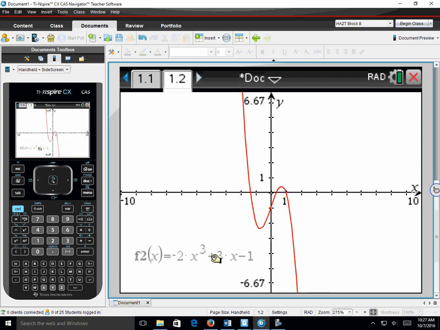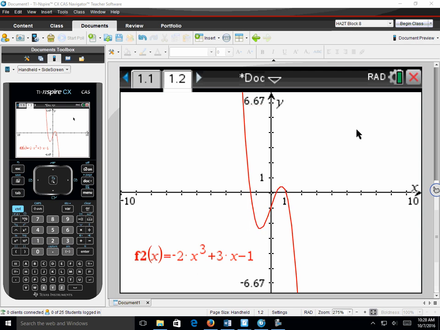Okay, and I can see already that I have a relative minimum here, and I have a relative maximum here, so I need to find those ordered pairs. And I also can see that I have 3 zeros because my graph is crossing through my x-axis in 3 different places. So let's talk about how to find these on your calculator.